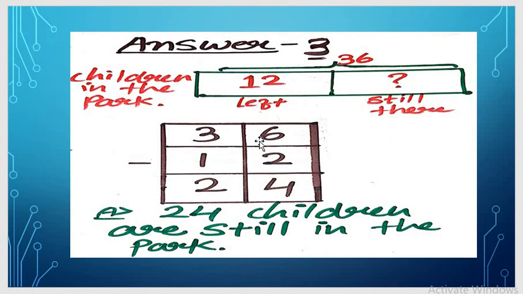So 36 minus 12. 6 minus 2 is equal to how many, all students? 4. 6 minus 2 is equal to 4. And 3 minus 1 is equal to 2. Got my point, all students? The answer is what? 24 children are still in the park. Okay, 36 children were in the park, 12 children left. So in total, 24 children are still in the park.